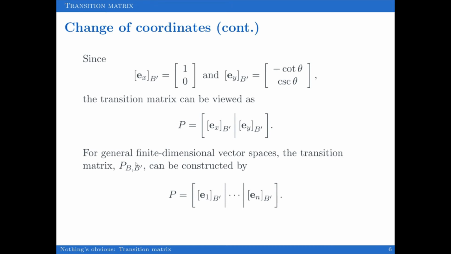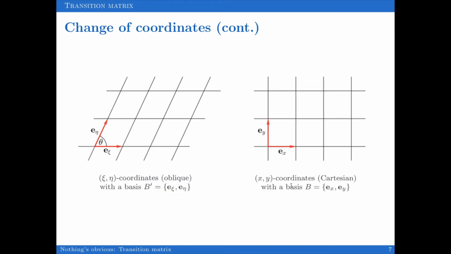And in general, for a finite dimensional vector space, the transition matrix P can be constructed in the same way by combining the coordinate vectors of e_1 to e_n with respect to the new basis B prime.